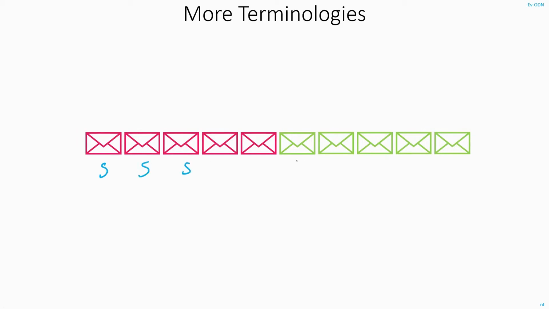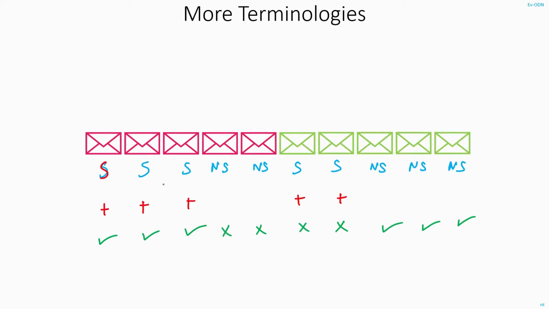I am just writing S for spam. I have 3 correctly classified emails and 2 of the good ones are also marked as spam, and the rest as not spam. So these emails are not spam. Now we know that these answers are correct and these answers are wrong. To simplify things, let me mark wherever the model predicted yes as positive and wherever the model predicted not spam, NS, as negative.